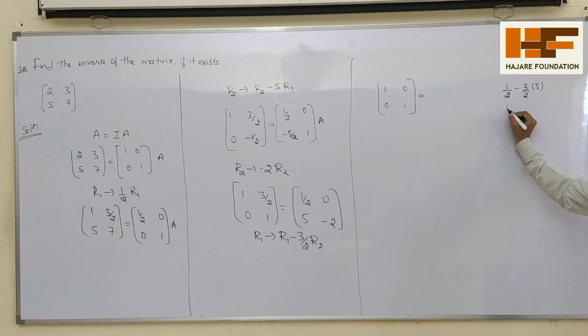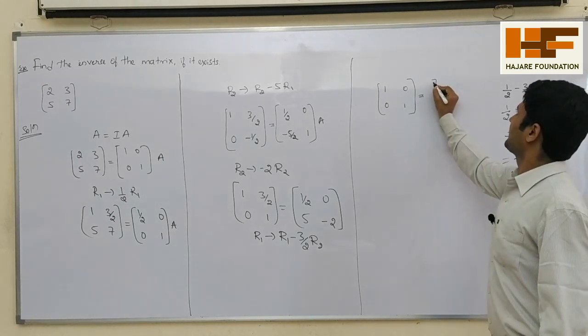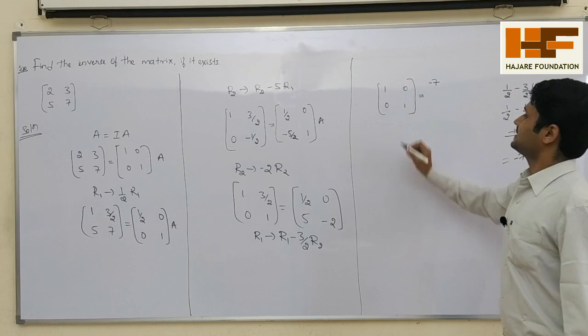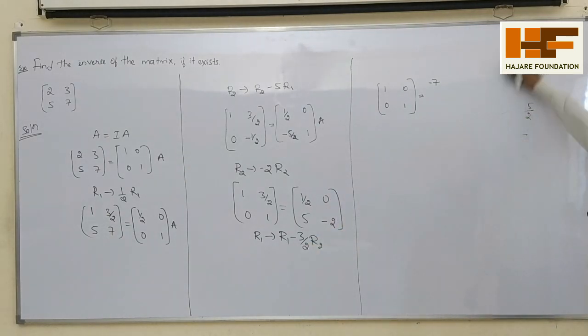Simplify the term, 1 by 2 minus 15 by 2, LCM is 2, minus 14 by 2. Simplify the term, answer minus 7. Write a minus 7 here. Next, R1 element is 0. Write a 0.